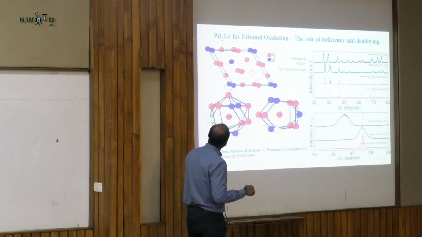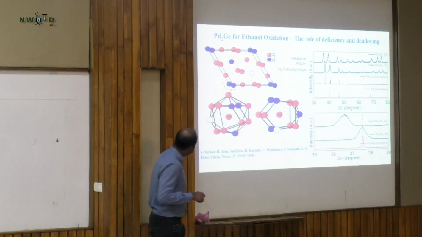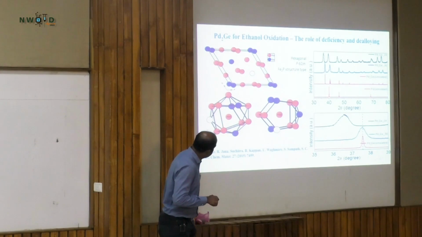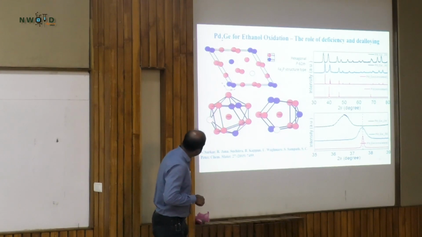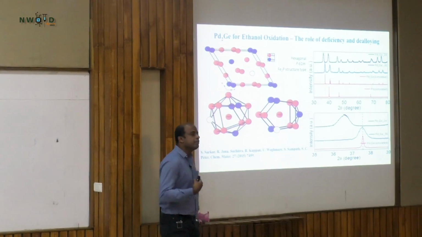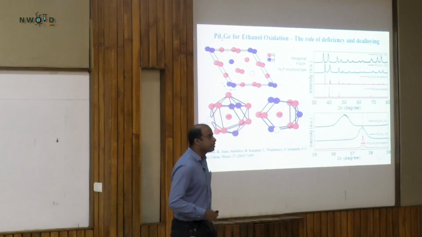Here, how we can control deficiency. For example, palladium two Ge for ethanol oxidation. This is the crystal structure. This is a hexagonal system with P-6-bar-2m. You can control the germanium deficiency in such a manner. You can knock out one germanium if you control the synthesis.